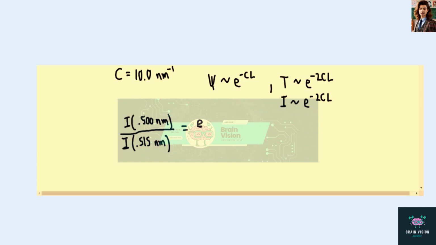So I'm going to write e to the minus 2 times c times 0.500 nanometers over e to the minus 2 times c times 0.515 nanometers. And then, of course, you just substitute in the value for c. So once again, this is in nanometers, and this is the value we have in inverse nanometers of c. This has the units of inverse nanometers.